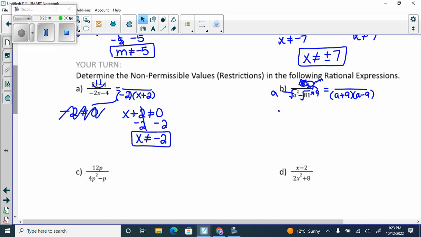So I'm going to set them both equal to 0. I have 2 brackets with 2 variables. I'm going to get 2 NPVs. So I get a plus 9 can't equal 0. A minus 9 can't equal 0. A can't equal -9. A can't equal 9. So a can't equal plus or minus 9.